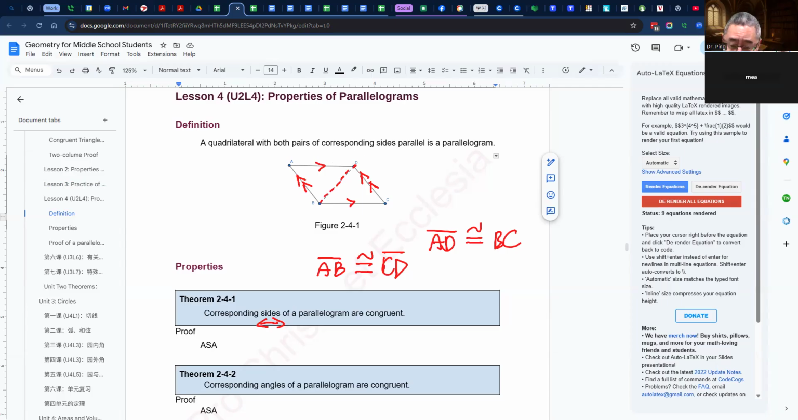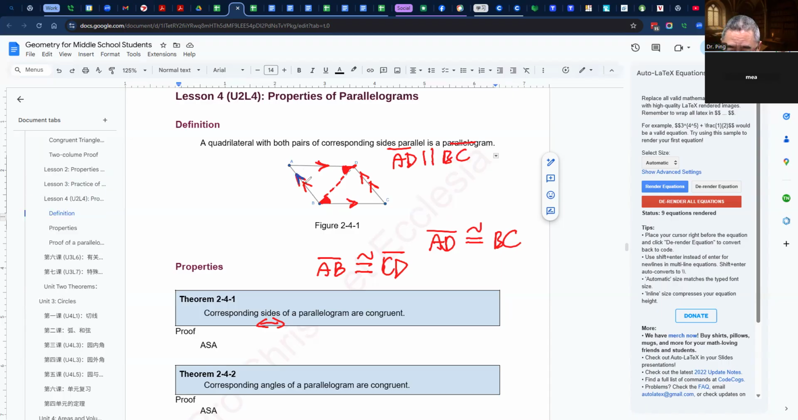So now we can see that AD is parallel to BC. And according to the property of parallel lines we learned earlier on, the alternate interior angles are congruent. So those two angles are congruent because this is parallel to that. And also we know this side, I'm going to choose a different color.